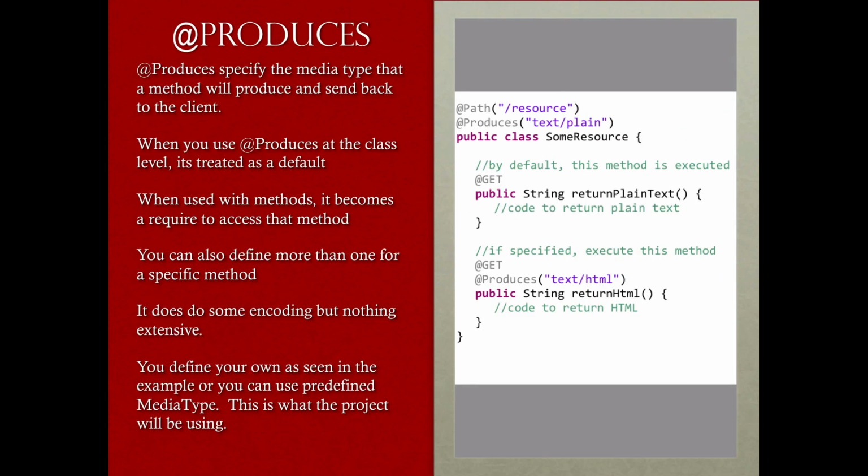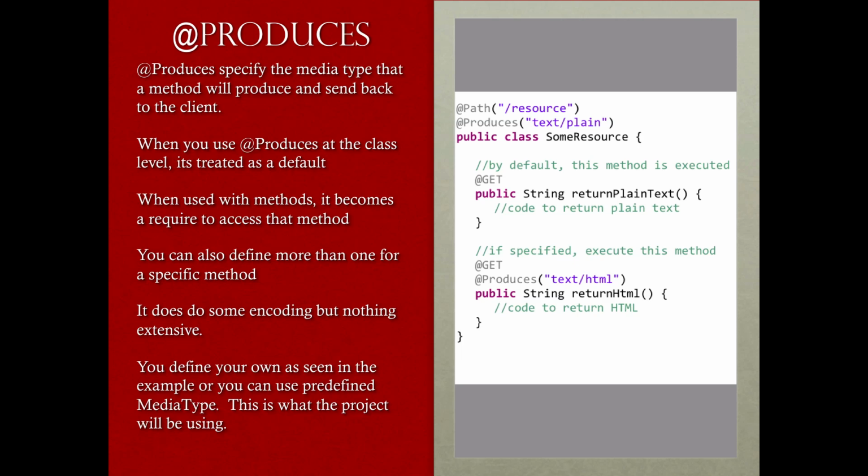An HTTP request can specify what kind of output it wants. This is where the @produce annotation comes into play. This annotation will specify what type of output a method will produce. When you use the @produce annotation at the class level, it is treated as a default. This is optional, and I tend not to specify a default. If you define it at the method level, it becomes a requirement if you want to execute that method.